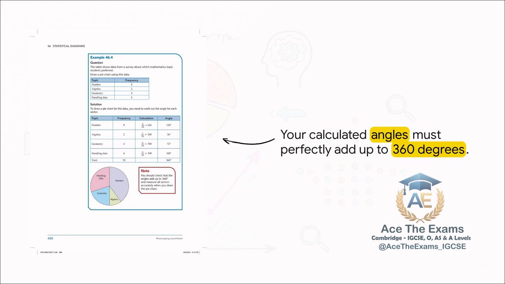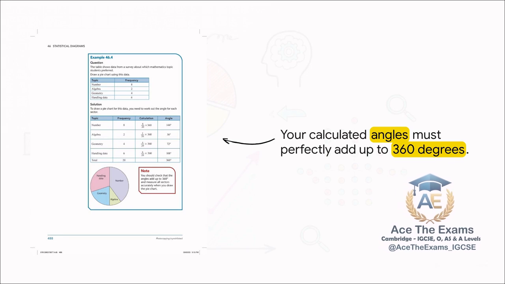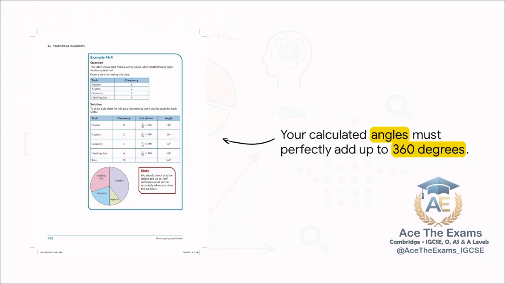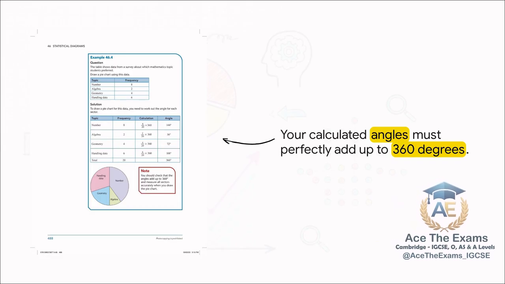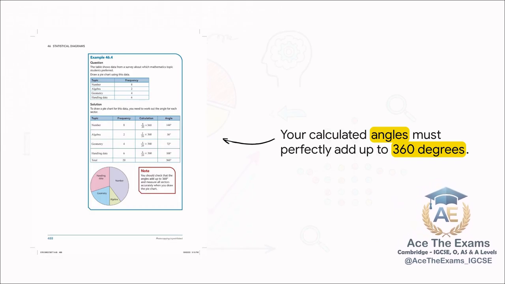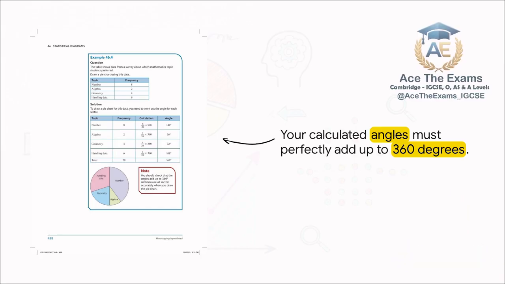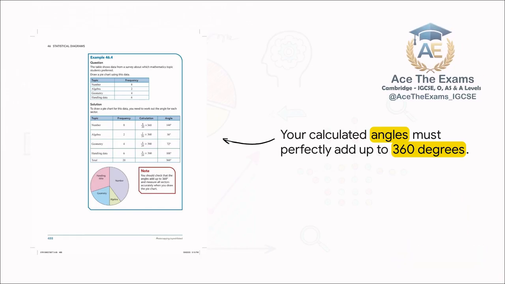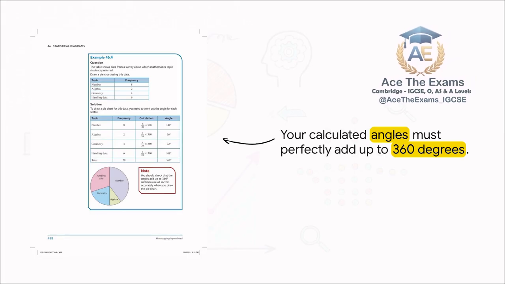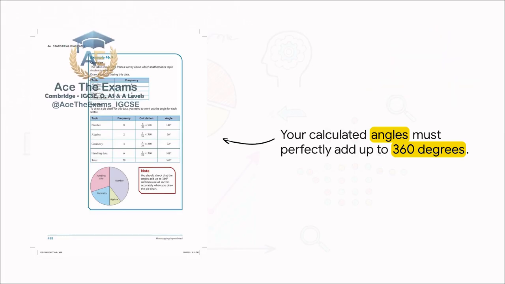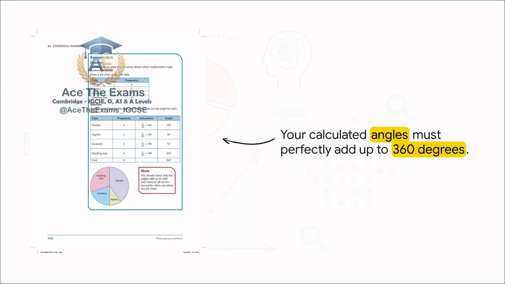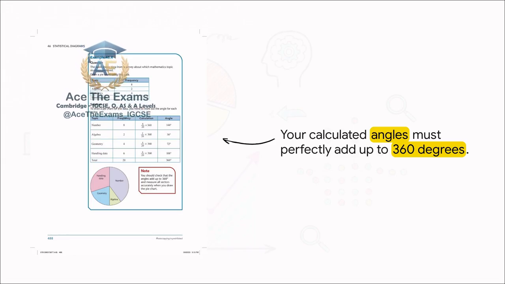Notice how cleanly the math works out in this example. We've got a survey of 20 students and their preferred mathematics topics. Let's look at the number topic right there. 8 students chose it out of a total of 20. So we literally just take 8, divide it by 20, and multiply it by 360 degrees. That calculation gives us exactly 144 degrees. You repeat this exact same process for algebra, geometry, and handling data.